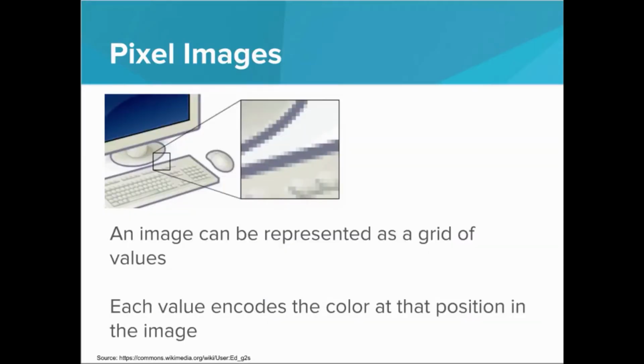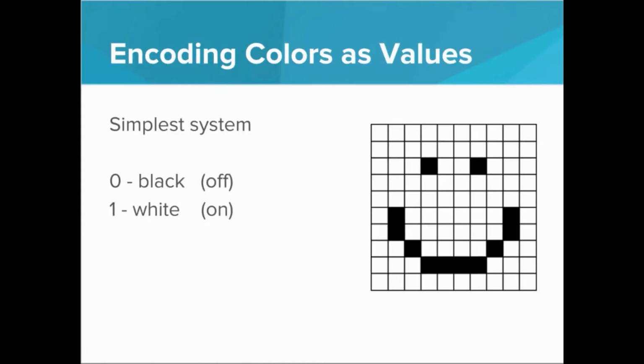So to make an image digital, to represent an image with numbers, an image can really just be represented as a grid of values, where each value encodes the color at that position in the image. It encodes the color for that pixel. So we've seen the very simple system of just 1 bit per pixel. 0 means black and 1 means white. And this is great when we want to make simple black and white images.